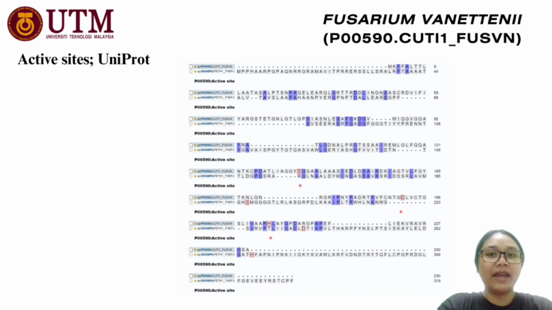Next is the active site of the Fusarium vanettenii in the amino acid sequence. Based on the diagram, the letters with red squares and dots indicate the active sites of Fusarium vanettenii. Here, we could analyze that there are some active sites present in this fungi.